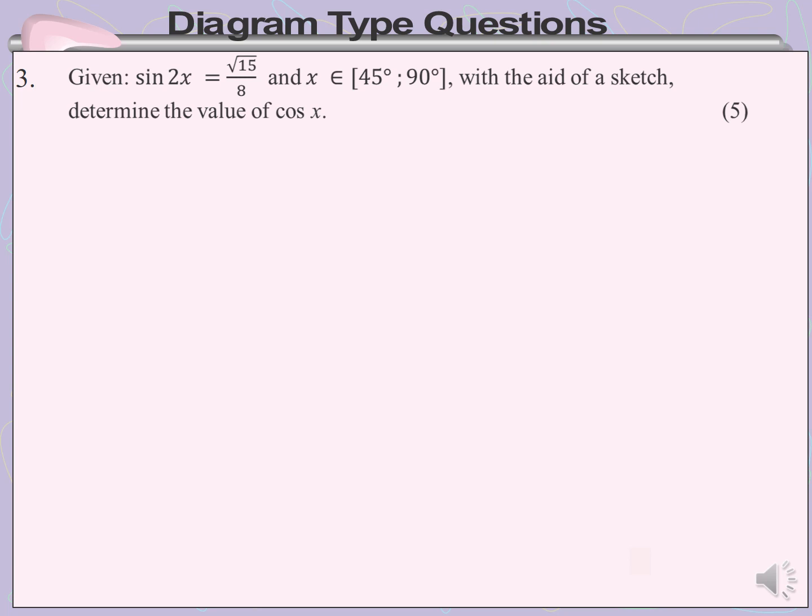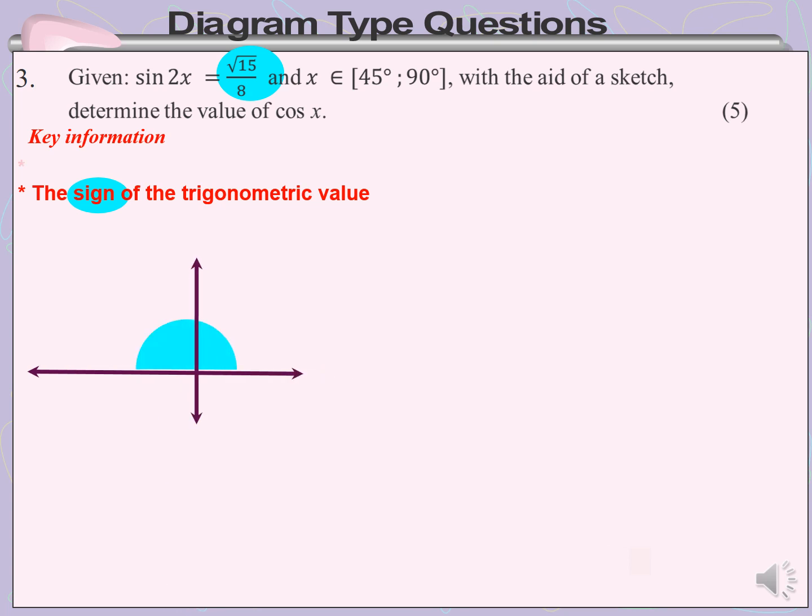sine 2x is equal to root 15 over 8. And we can see that the sign of the expression there is positive, which means we need the quadrants in which sine is positive. That is quadrant 1 and quadrant 2. Something interesting about the range given. The question is saying x is from 45 degrees to 90 degrees. The range speaks of x, but we are working with the 2x. Please observe those finer details.